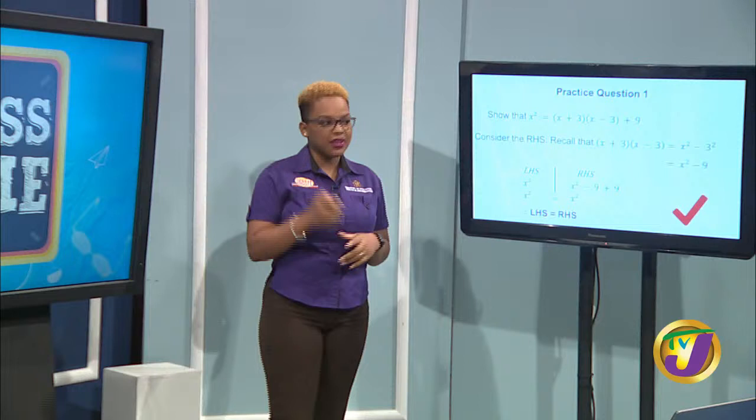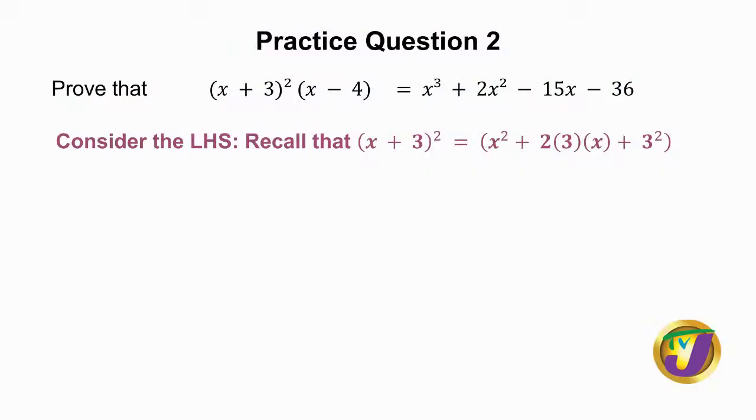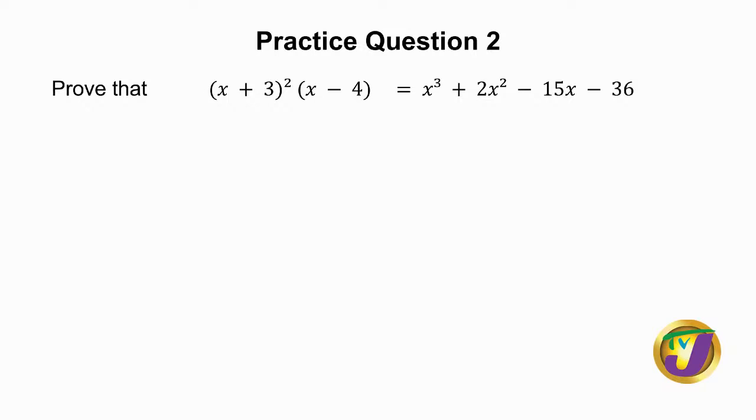Indeed. All right. So here is another question. Can we identify any identity that would be useful to help us in proving that this left-hand side is equal or not equal to the right-hand side? So I'm looking at the left-hand side, LaToya, and I'm seeing 3 added to x in that first bracket, and I'm seeing that that is being squared.